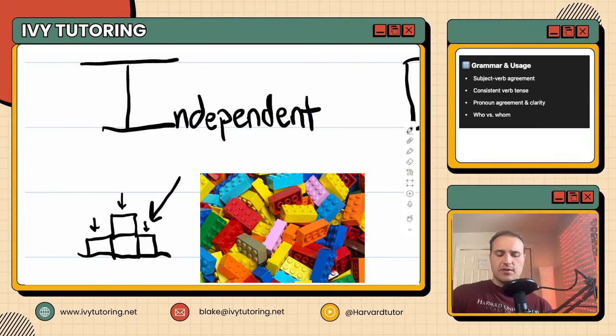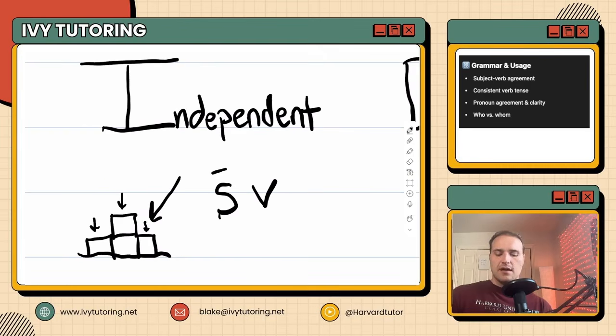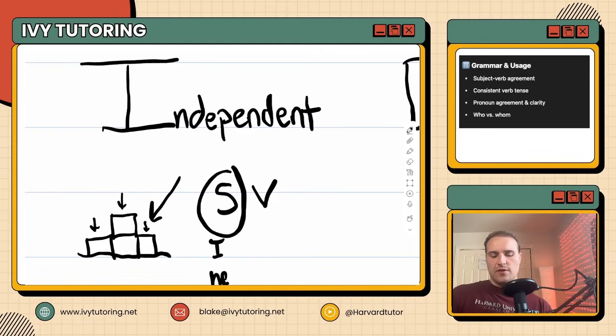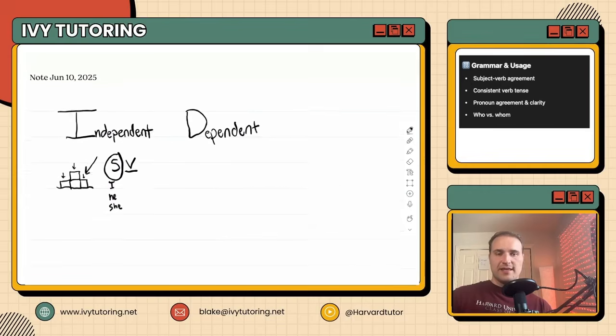You can make magnificent works of art out of Legos, but each tiny little part constructs the whole. Similarly, sentences are comprised of what we call subjects and verbs. A subject is the part of the sentence that does the stuff. The subject would be like I, he, she. It's the person or the thing that does the action. And then the verb is the action itself. Cool beans. You're doing great.